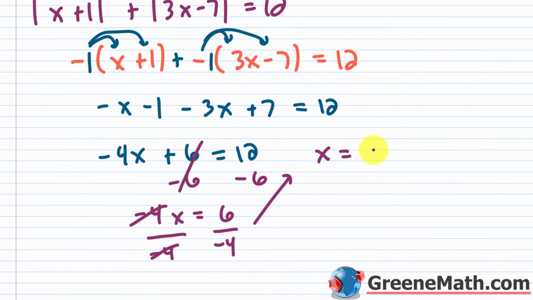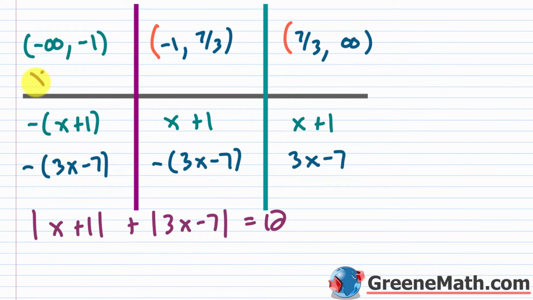let me show this is canceling. You would have a negative because a positive over a negative is a negative, and 6 and 4 are each divisible by 2. 6 divided by 2 is 3, and 4 divided by 2 is 2. So you get x equals negative 3 halves. Coming back here, let me write x is equal to negative 3 halves.